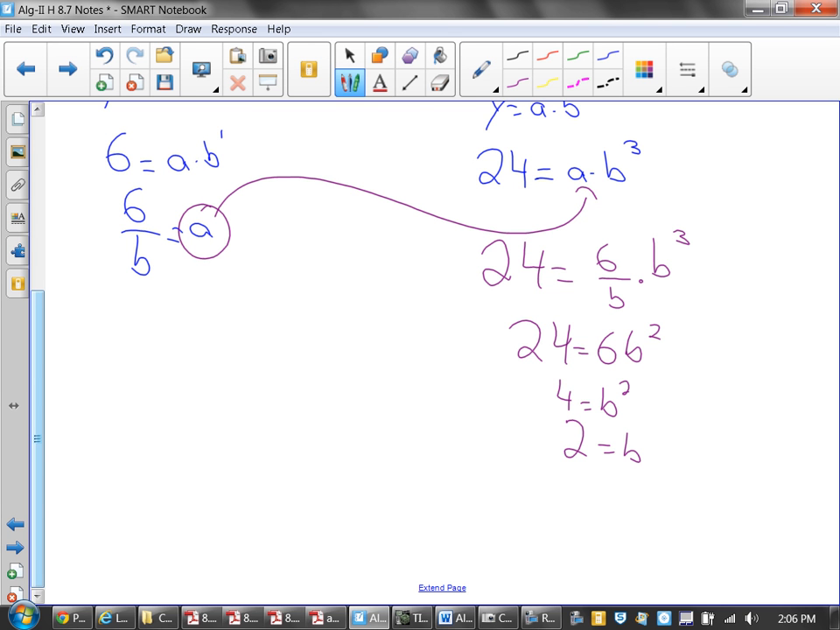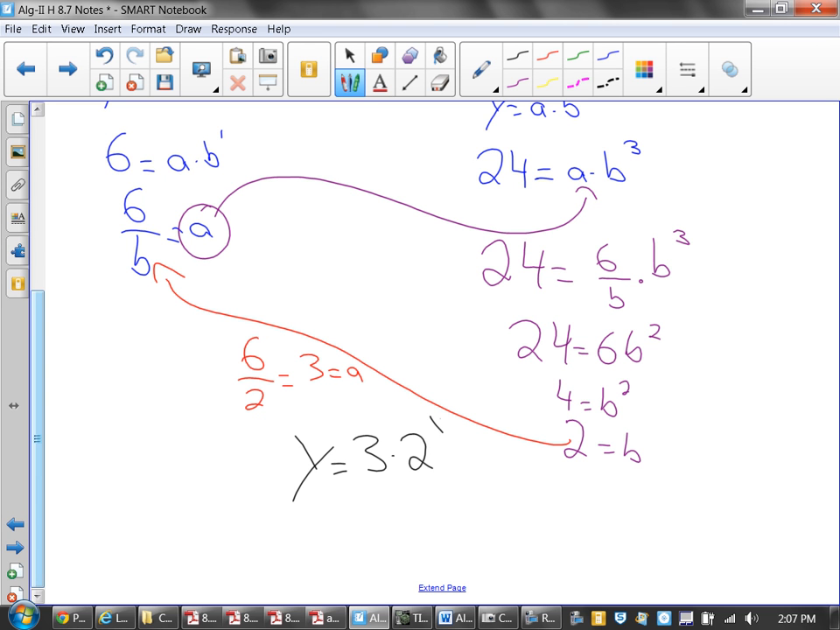3. How did you do that? Well, 6 equals a times 2. So again, what we're doing is substituting back into the original equation, or the one where we solved for a. So 6 divided by 2 gives us 3, which is a. So your last step then is to write it in terms of a's and b's: y equals 3 times 2 to the x. And you're done.